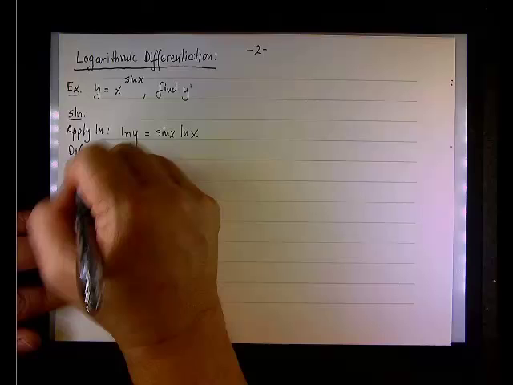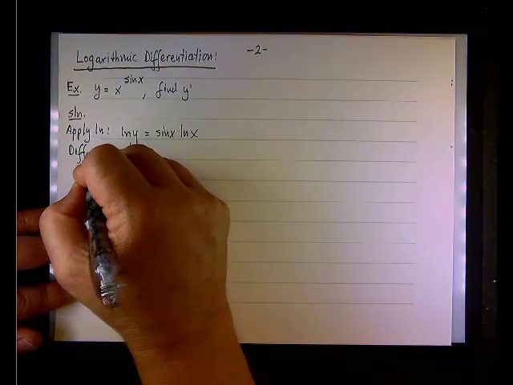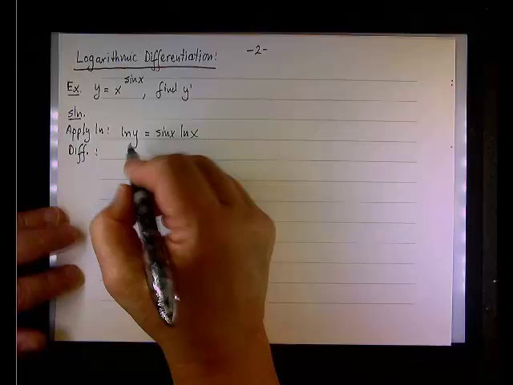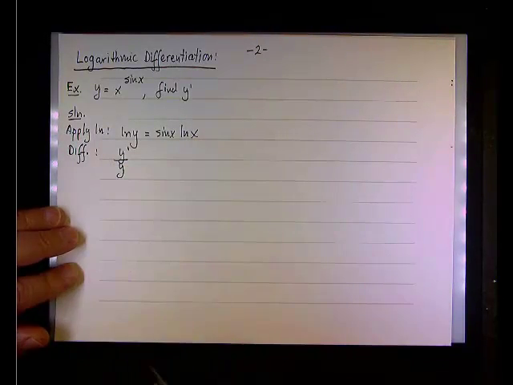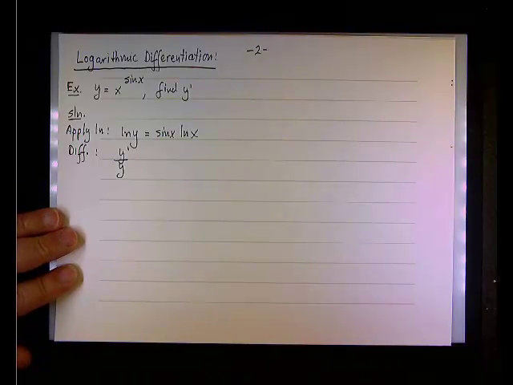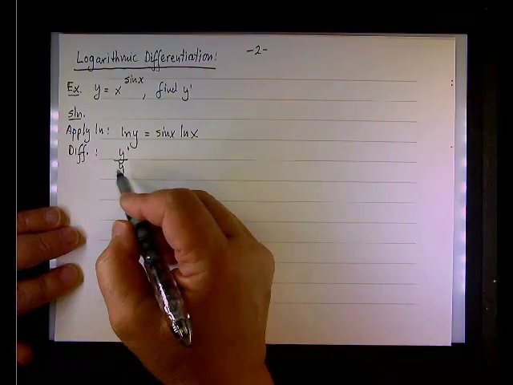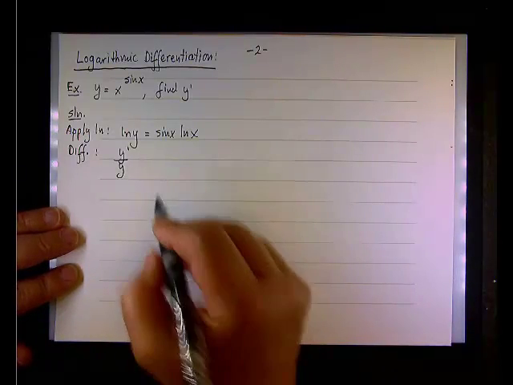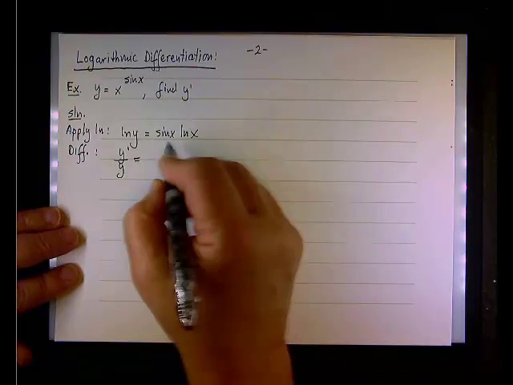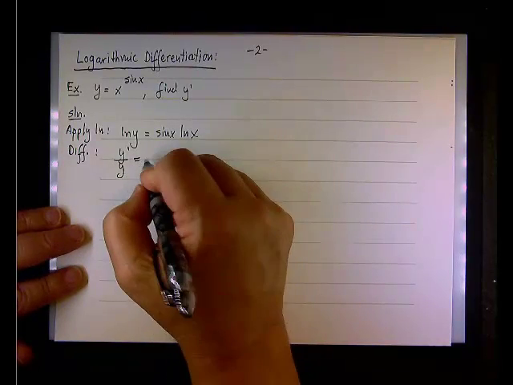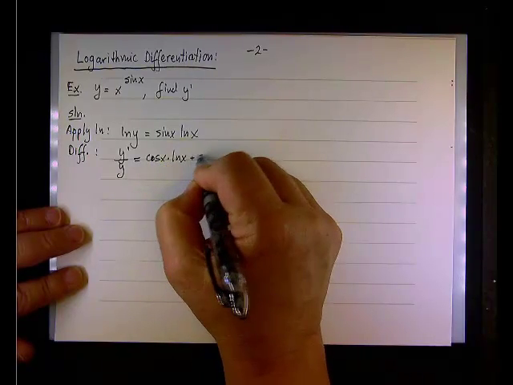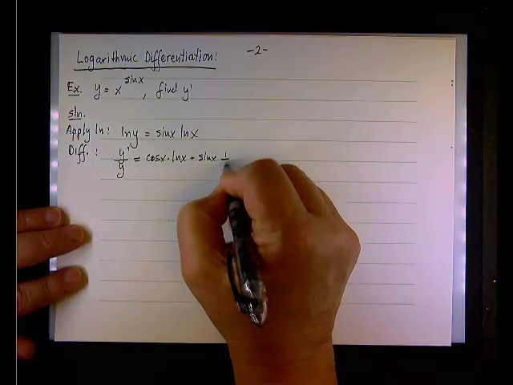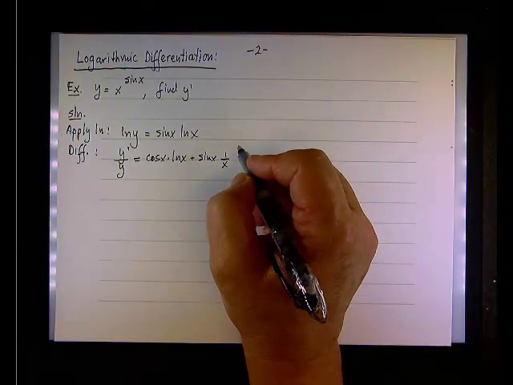And now we apply implicit differentiation and get the derivative of the natural log of y is y prime over y. We've seen that yesterday. The derivative of natural log is 1 over the argument, and hence we have 1 over y, and then the derivative of y is y prime. And on the right side we have the product rule, so we end up having cosine x times natural log of x plus sine x times 1 over x.